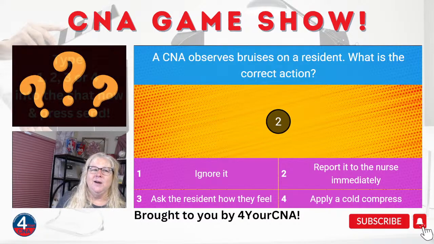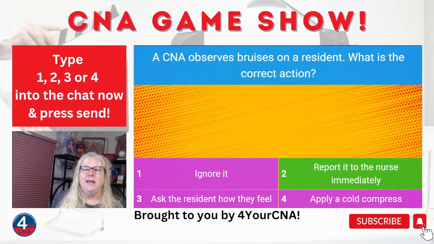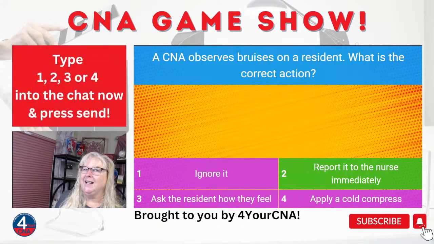So the right answer here is number 2. Anything that we notice with the patient, anything, but especially bruises, scrapes, scratches, swelling, things that might potentially indicate that the patient was abused in some way or suffered an injury in some way has to be reported to the nurse. Even if you think a coworker may have done it accidentally, doesn't matter.